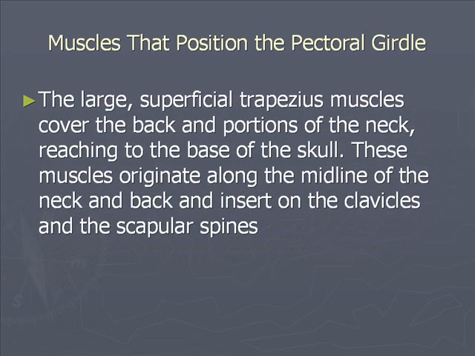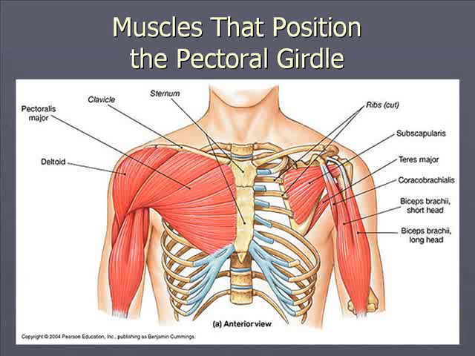Muscles that position the pectoral girdle, large superficial trapezius muscles that cover the back portion of the neck. These muscles originate along the midline of the neck and the back and insert on the clavicle and the scapular spine.